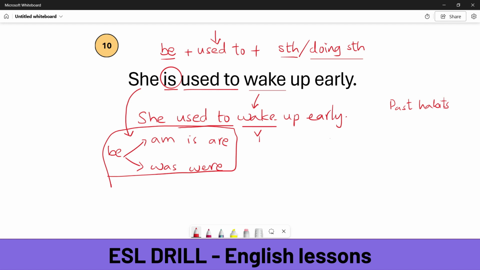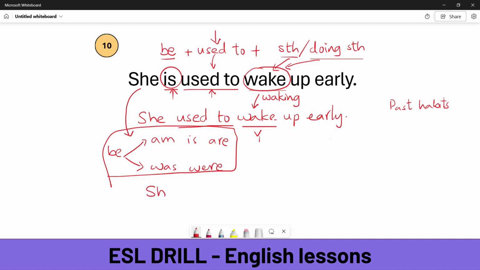But look at this one here. This is be form, okay, and we have used to just like we discussed here, and there must be something or doing something after that. But look at this here. Wake is the base form of the verb. So this must be turned into a gerund. V1 plus ing form. Base verb plus ing form. Waking. Now you get this sentence correct.